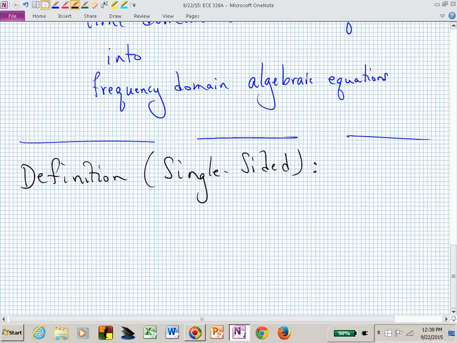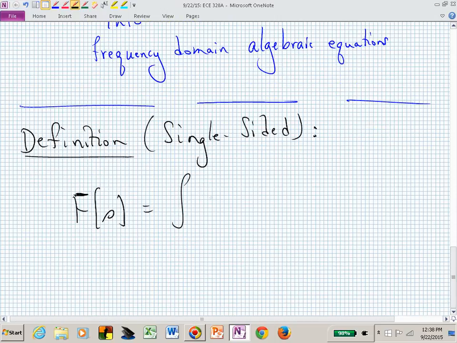Here's our definition. We will now define this capital F of s associated with a time domain lowercase little f of t. And this will now be transformed through an integral. But instead of just integrating f of t from the time domain, we will actually scale or weight it by a complex exponential waveform, e to the minus st.